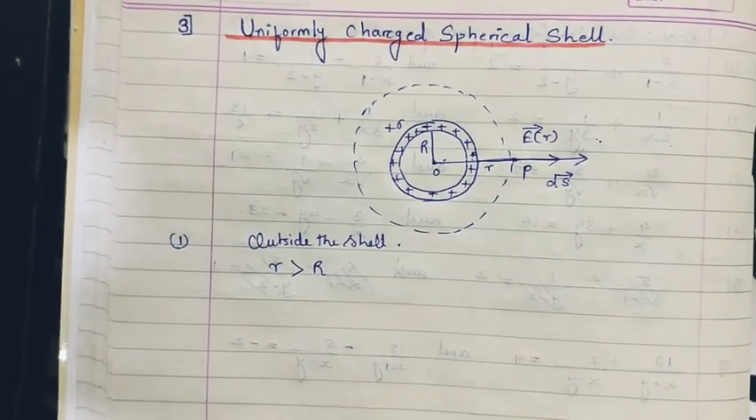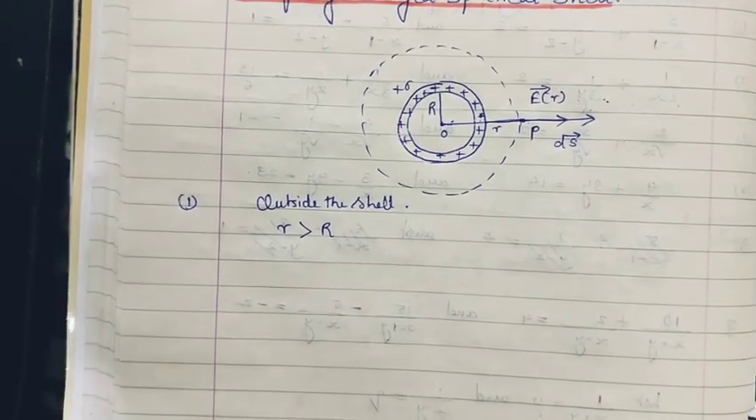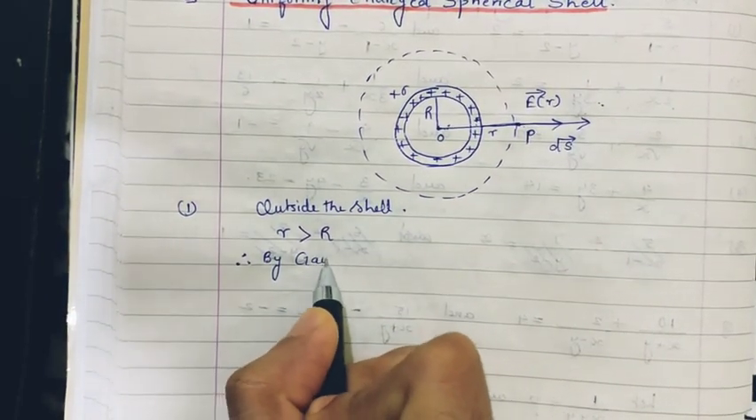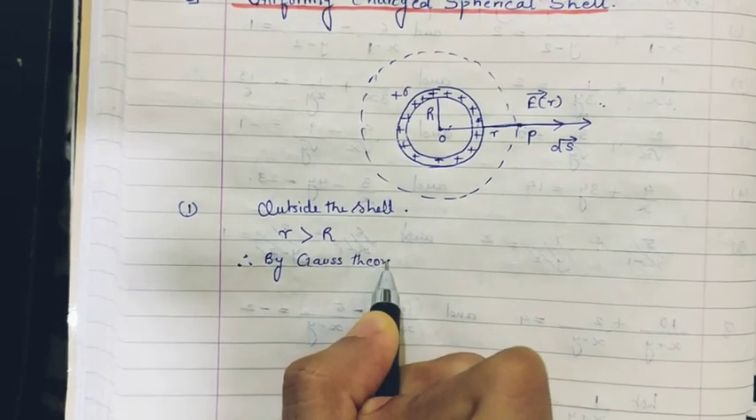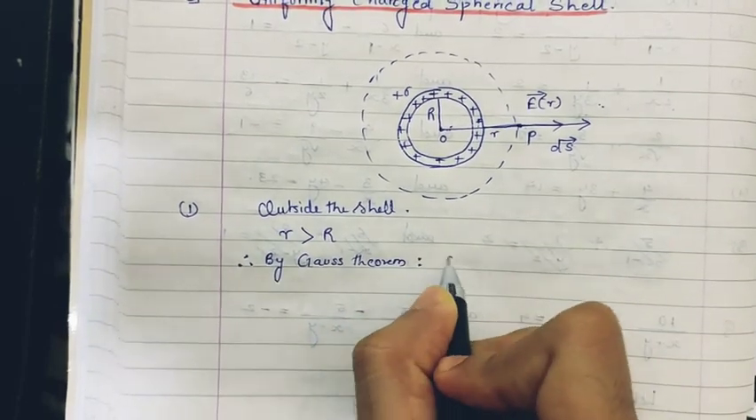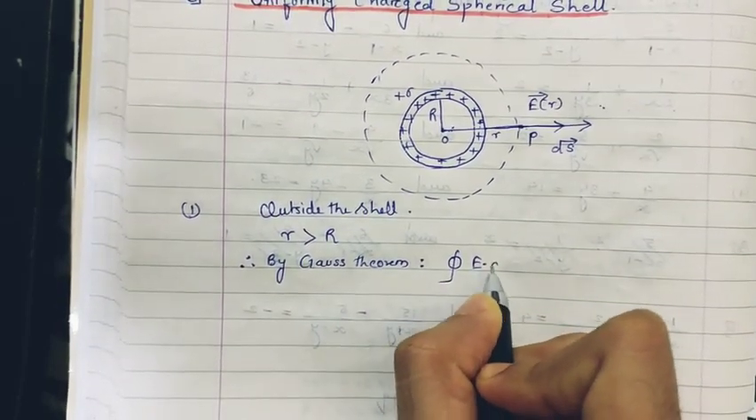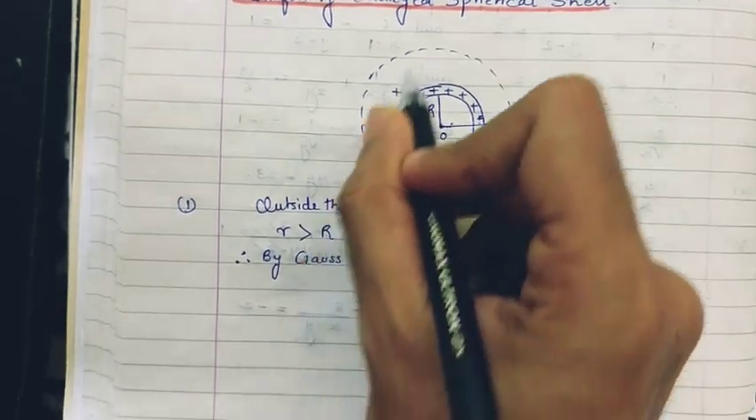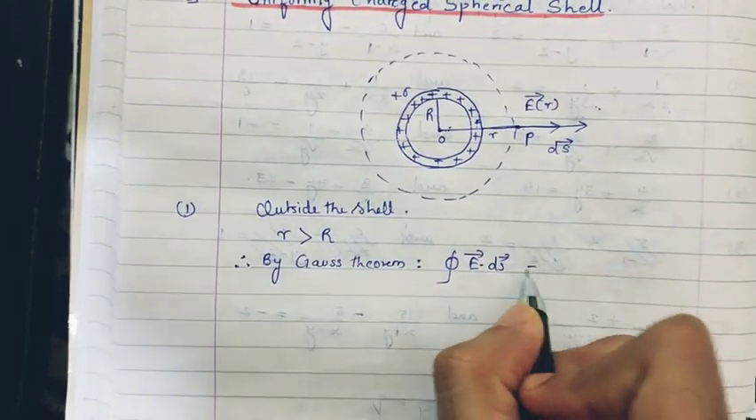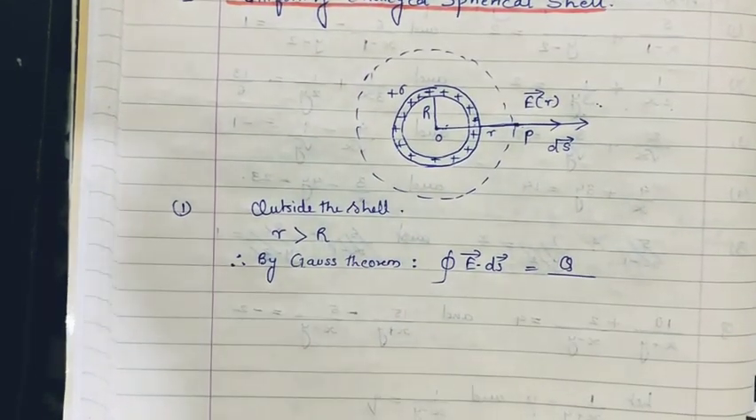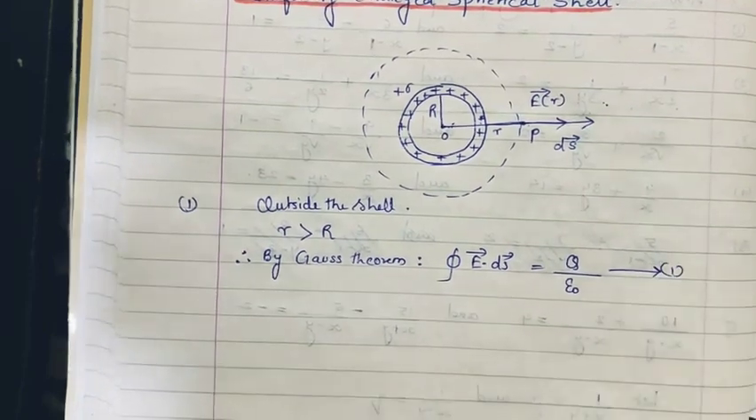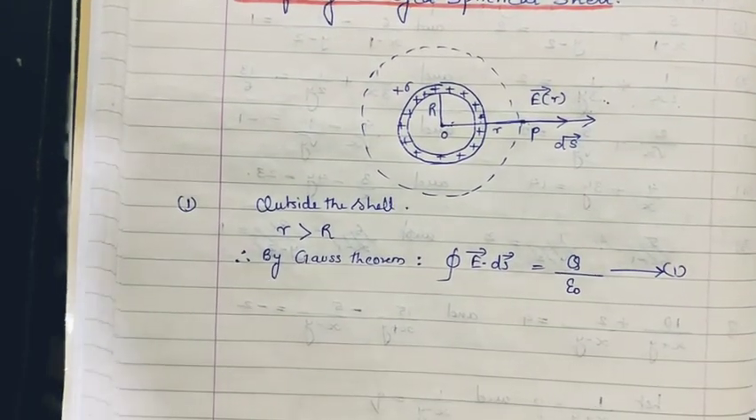Now, as usual, let us apply Gauss's law. By Gauss's theorem, the closed surface integral of E dot dS, which is the total flux coming out from this Gaussian surface, is equal to the total charge enclosed in the Gaussian surface divided by epsilon naught. This is our equation 1. This we obtain from Gauss's law.